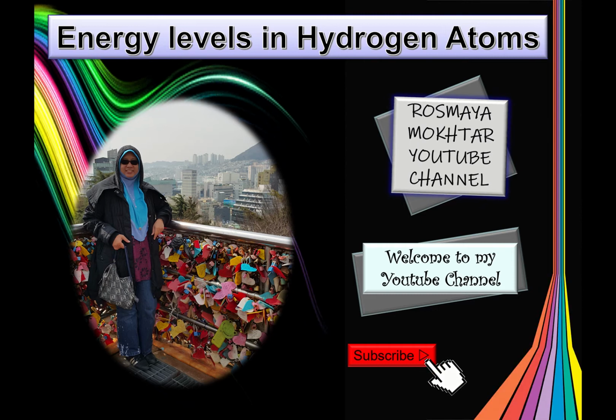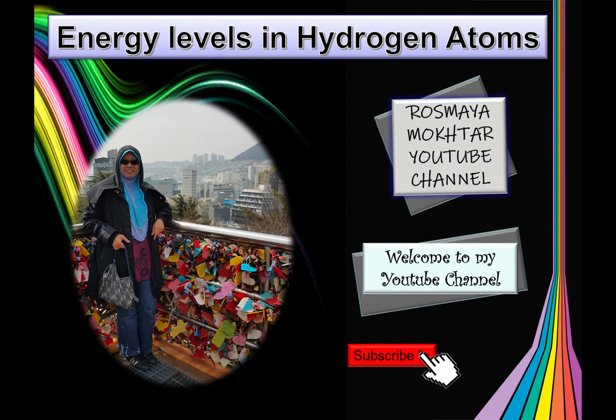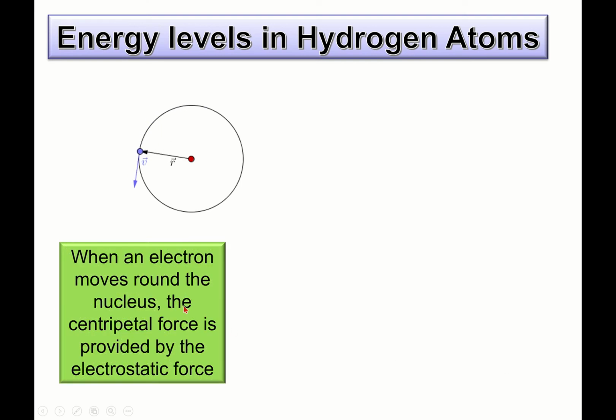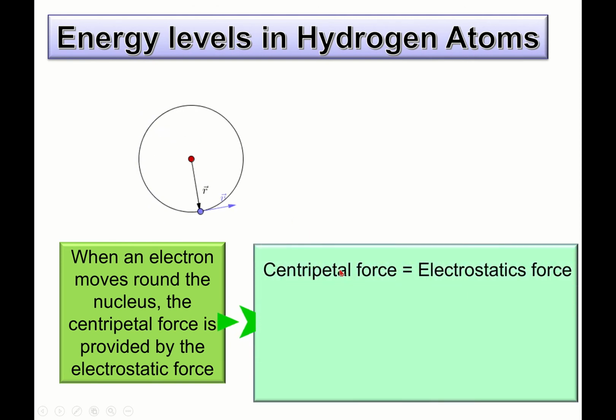So in this video, we are going to discuss energy levels in hydrogen atoms. When an electron moves around the nucleus, the centripetal force is provided by the electrostatic force. So we can write centripetal force equals electrostatic force.